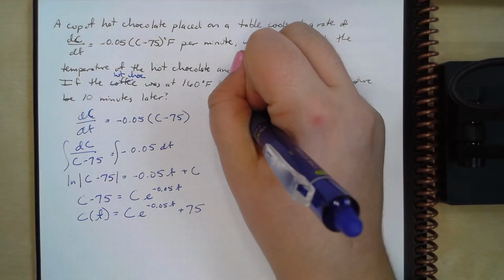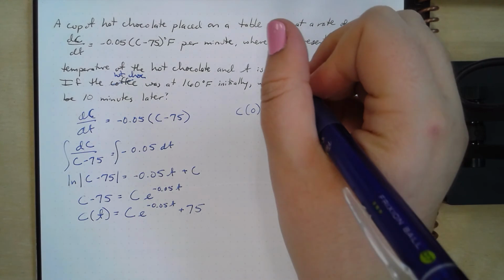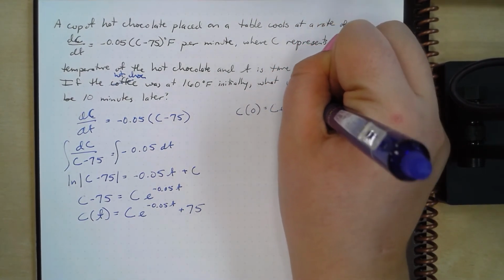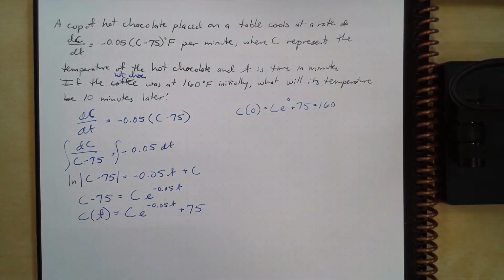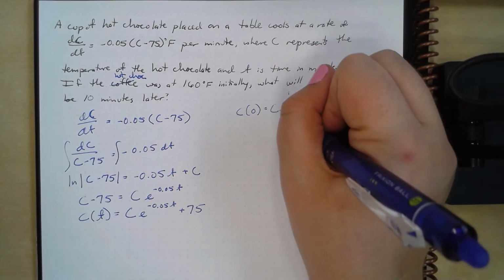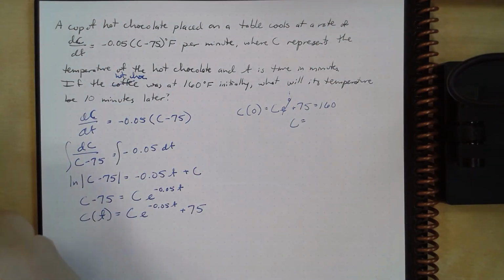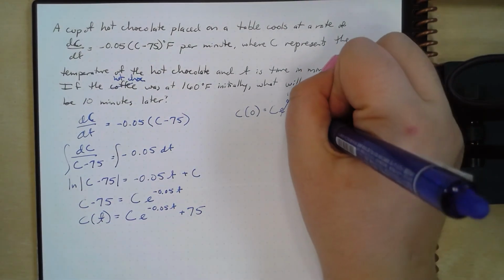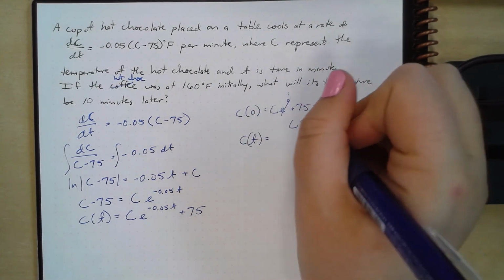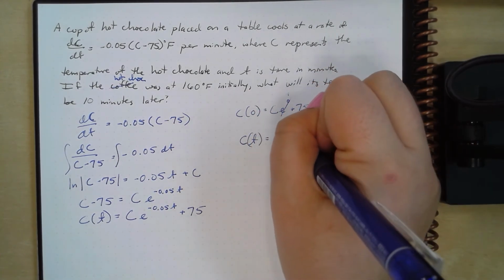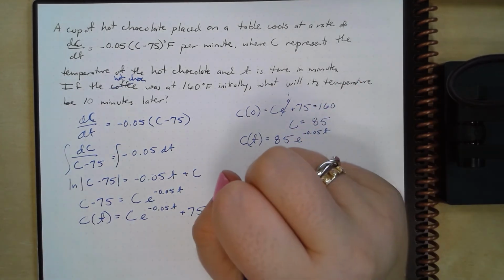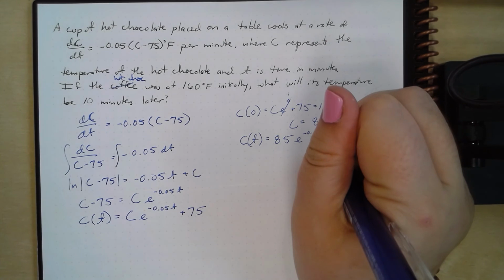So C of 0 is equal to C e to the 0 power plus 75 equals 160 degrees. Anything to the 0 power is equal to 1. So C equals 160 minus 75, which is 85, right? So our real temperature calculation is C of T equals 85 e to the negative 0.05 T power, plus 75. And then what's going to be the temperature after 10 minutes?